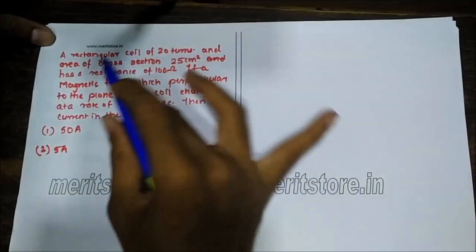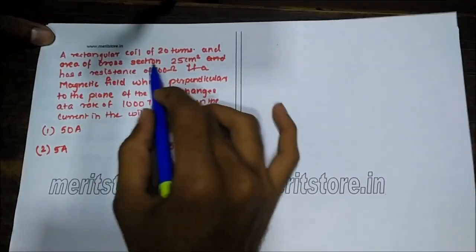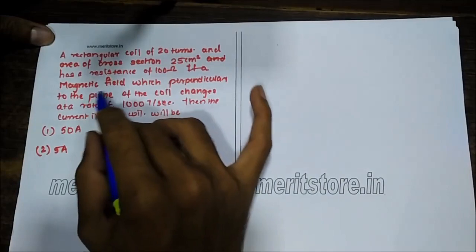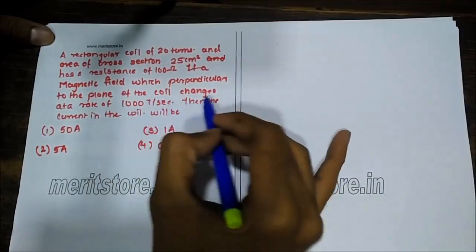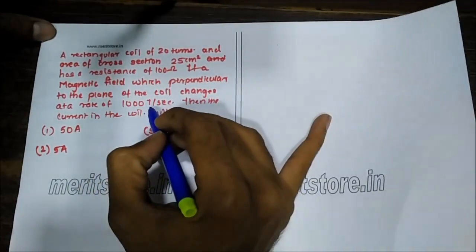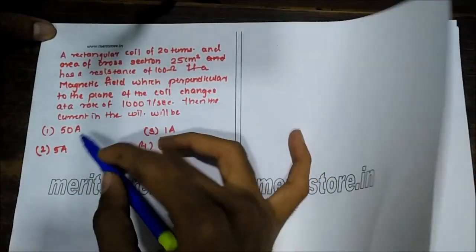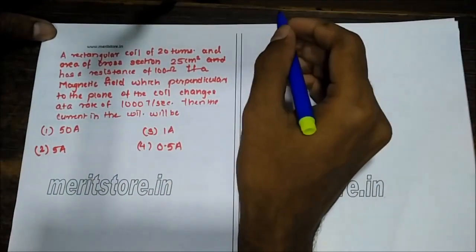So the next question is, a rectangular coil of 20 turns and area of cross section 25 centimeters square has a resistance of 100 ohms. If a magnetic field which is perpendicular to the plane of the coil changes at a rate of 1000 Teslas per second, then the current in the coil will be 50 amps, 1 amp, 5 amps or 0.5 amps.